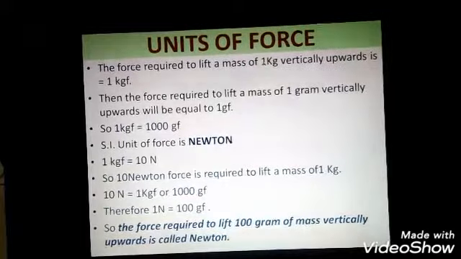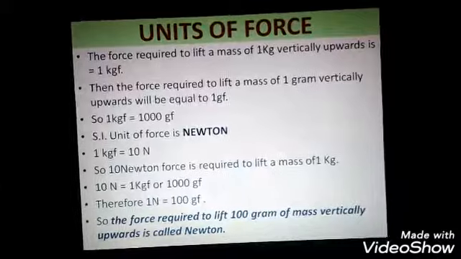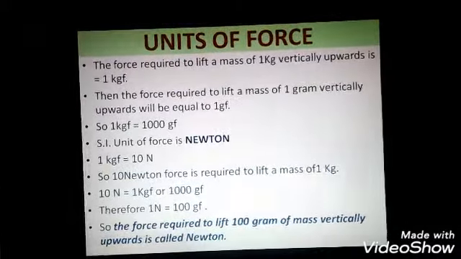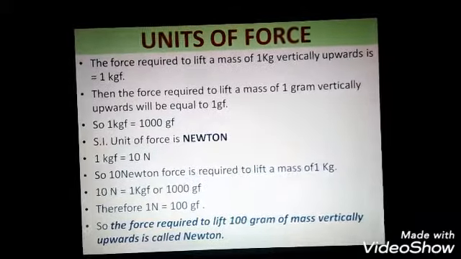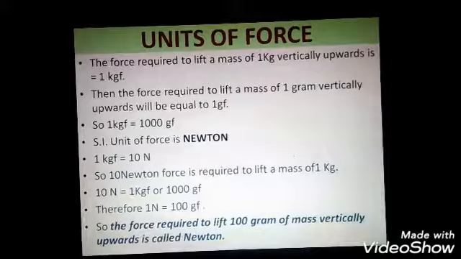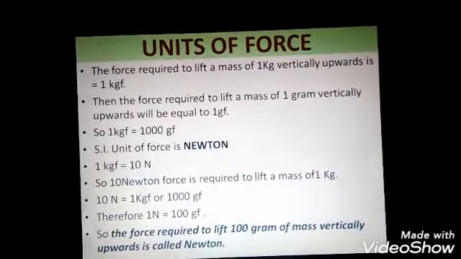this gram force, right? And what is the relation between 1 kilogram force and gram force? It is the same as the relation between 1 kilogram and gram. 1 kilogram has 1000 grams. Similarly, 1 kgf is equal to 1000 gram force, right? Now we have to relate another unit, which is Newton.